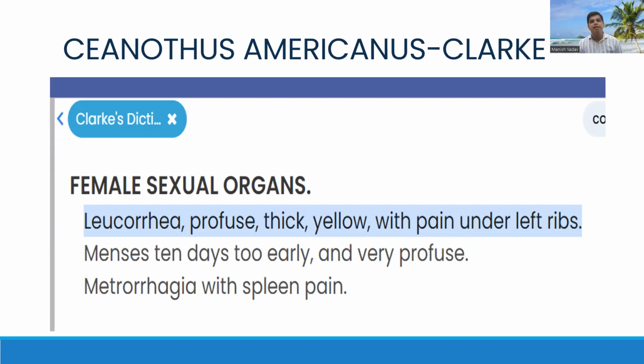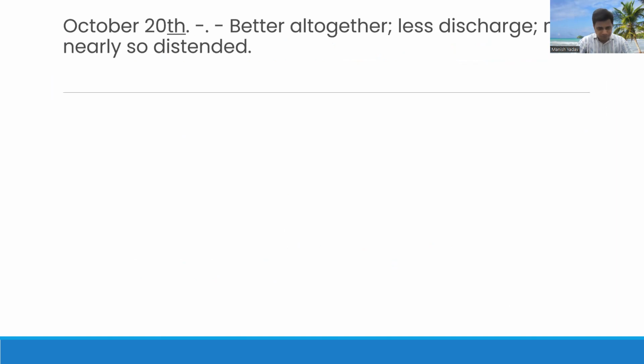So when you see left-sided remedies, Cionanthus is there. And leucorrhea, it also has leucorrhea. So you see on a pathological ground also, symptomatic ground also, miasmatic ground also, it also has a tinge of psychosis. It also has leucorrhea, which the patient was having earlier. And what happens here? After giving this, better altogether, less discharge, not nearly so distinct. And this was a wonderful record. Wonderful record.